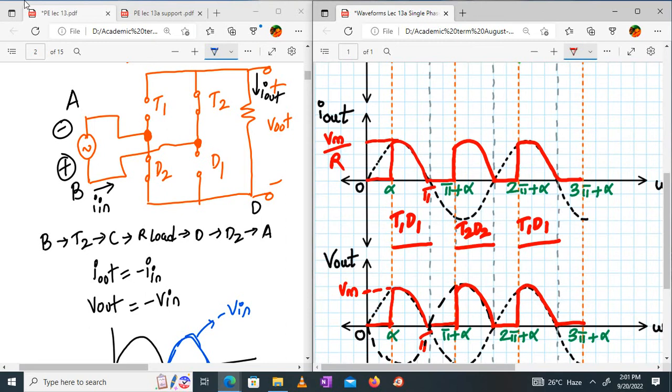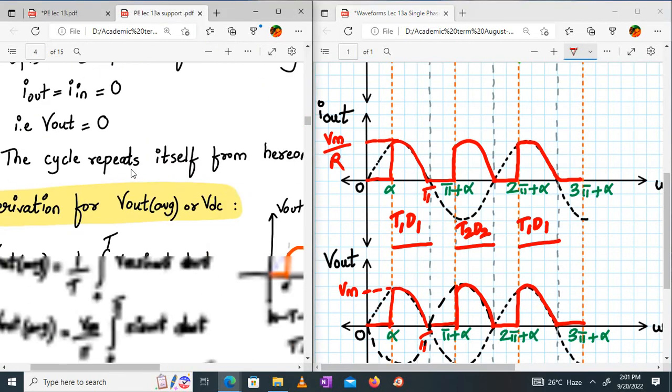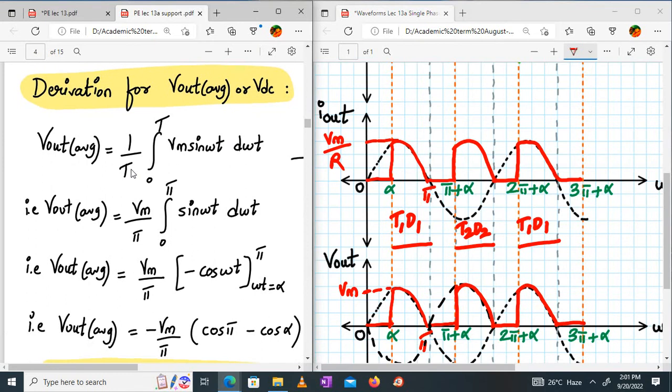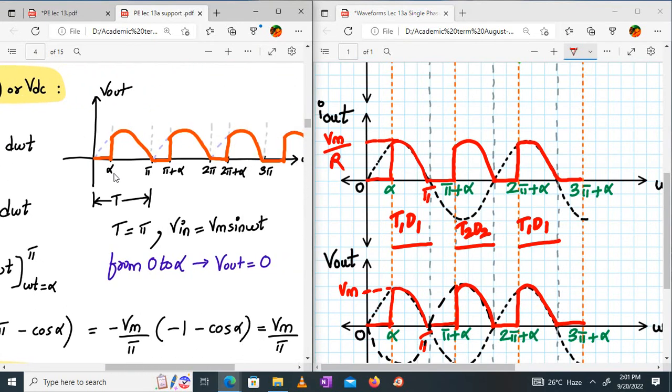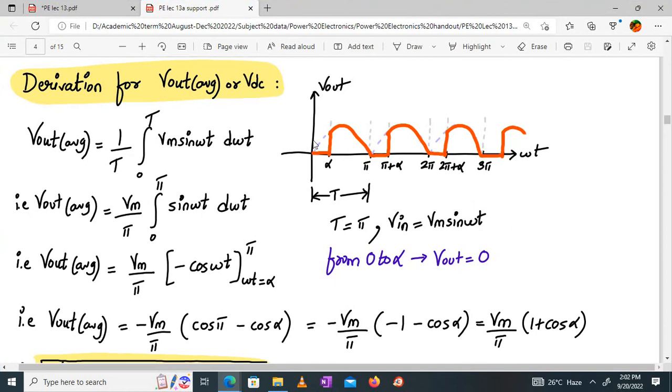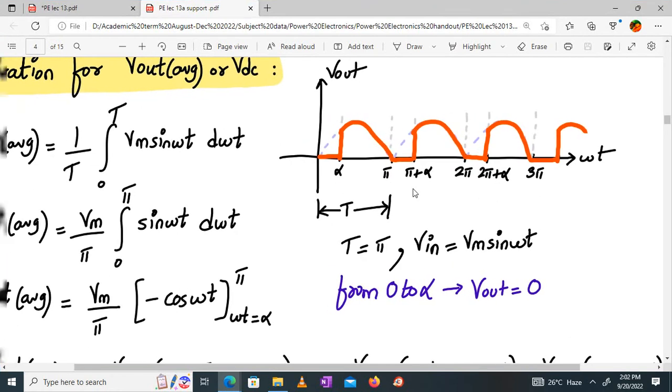Now we have to derive the output average voltage value expression, right? Derivation for V out average. Here it is. Okay. Now, just to save time, you all can directly write the result. Fine. Just have a look at it once, please. I hope you have completed the waveforms. This is how the waveform looks like, output.